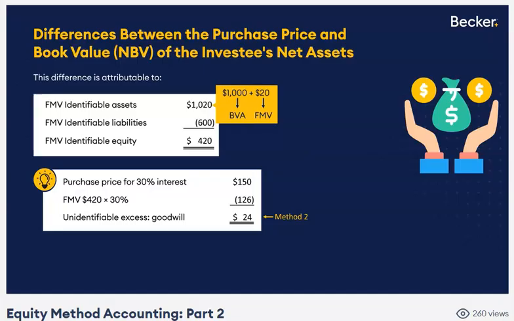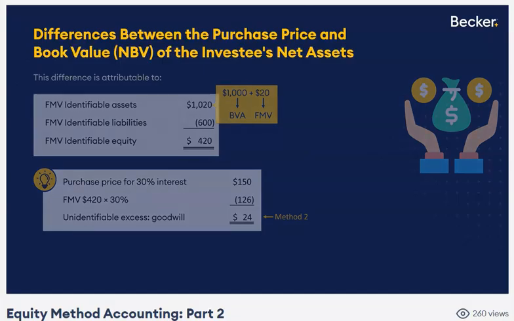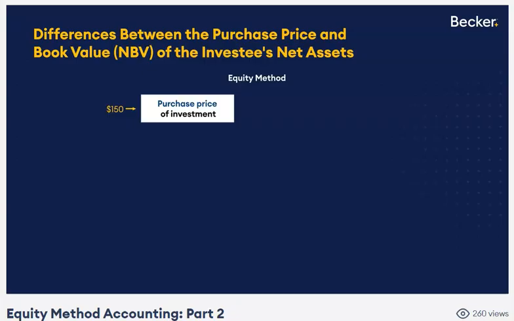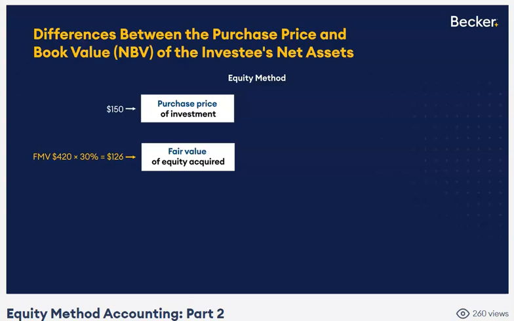The goal for you on the exam is to be able to analyze, why is your purchase price greater than the book value? How much of that can you identify? How much is unidentifiable? So again, in our example, purchase price 150. The fair market value of the net assets was 420. Marking up the book value of the assets from 1,000 to 1,020, subtracting the 600 for the liabilities, 420 times 30%. You thought we would have paid 126. The difference between the 150 and the 126, that 24 is unidentifiable.